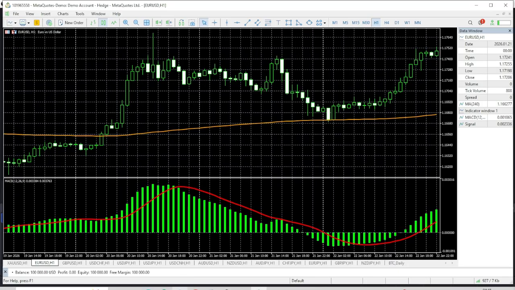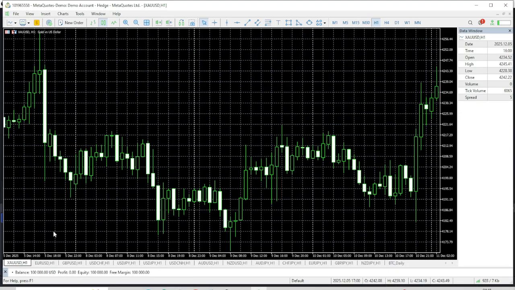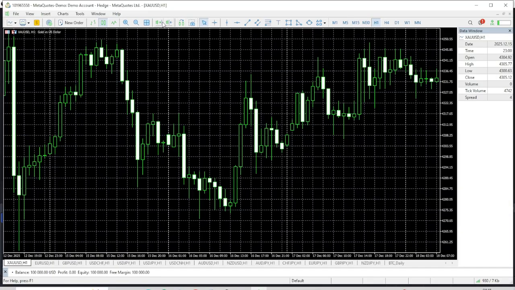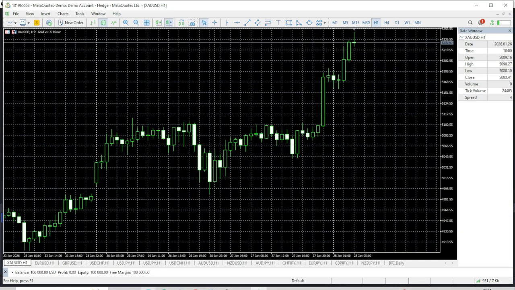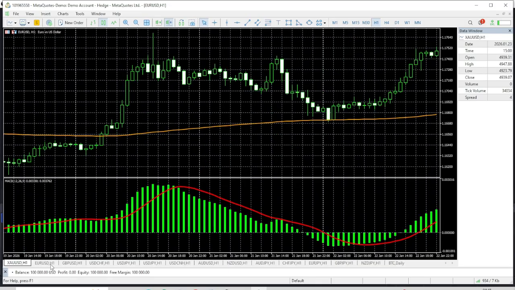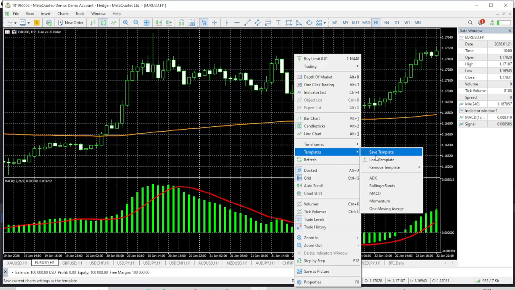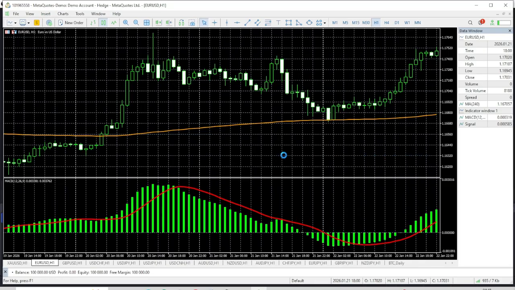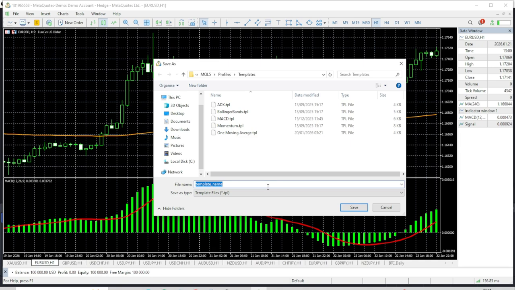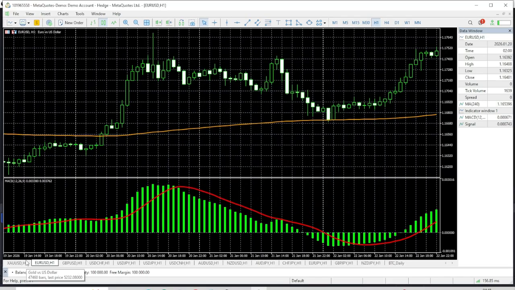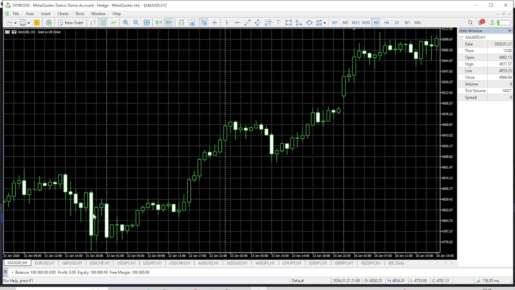Then let us check out gold, because this technique can be used to trade it. Let me save this. Save template as EMA 240. We save it. Let us go to gold and see what happens.